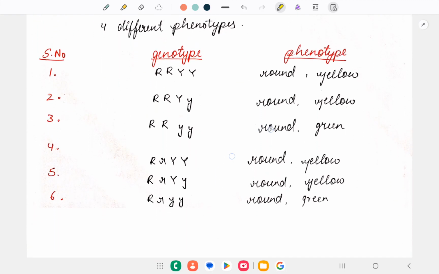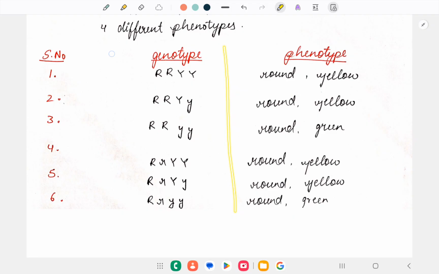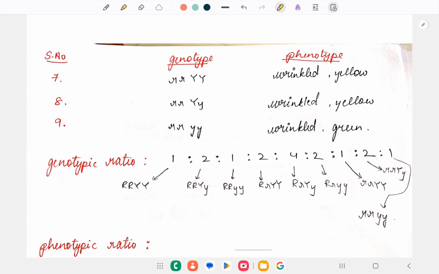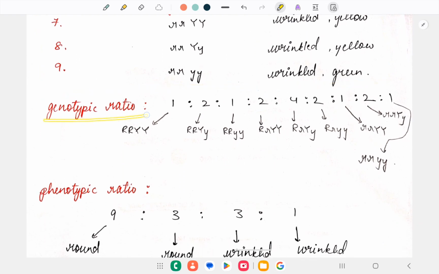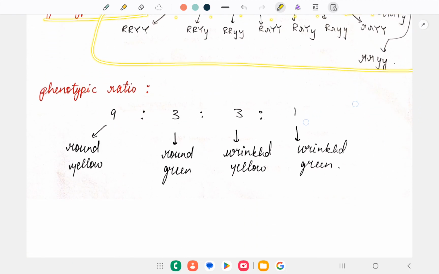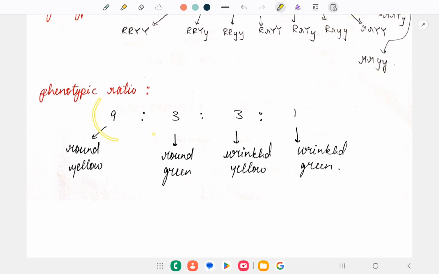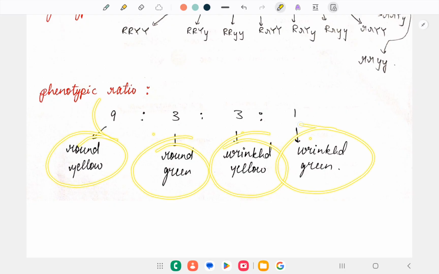According to the format given, we can write all the genotypes and the phenotypes by conducting the cross, and we will be able to get all this data. Then we can note down the genotypic ratio, which is 1:2:1:2:4:2:1:2:1, and we can write down the genotypes observed. The phenotypic ratio is 9:3:3:1, and these are the observed phenotypes.